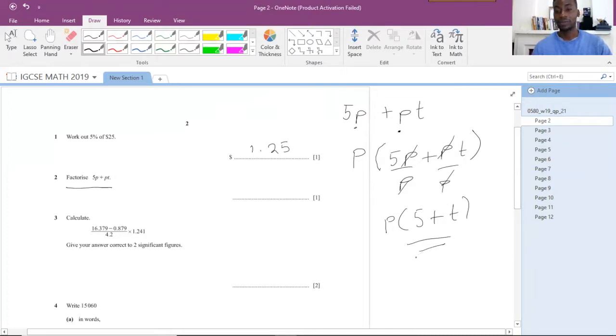Remember that an expression factorized, once expanded, should give us the original expression. So if I were to expand this, I would get 5p plus pt, which is the original expression. So our answer there will be p, open brackets, 5 plus t, close brackets. All right, I hope we're together.